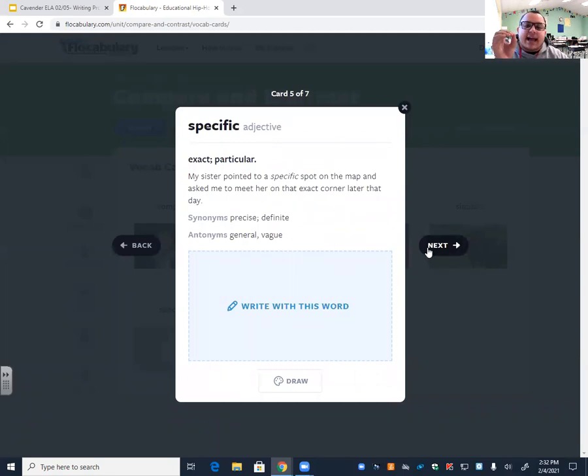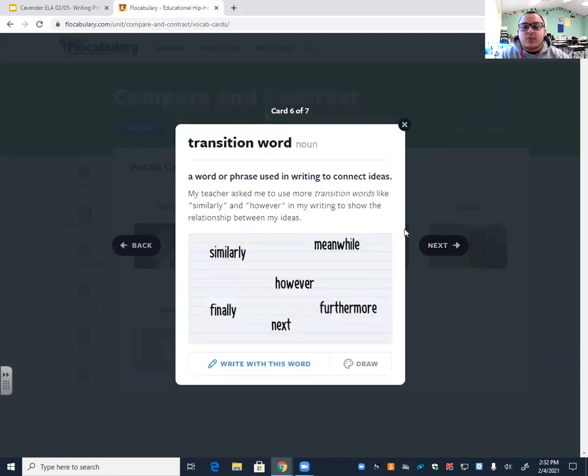Specific means exact or particular. My sister pointed to a specific spot on a map and asked me to meet her on the exact corner later that day. So when we're writing, we need to be super specific with what details we're picking from our text. Transition words, we have similarly.